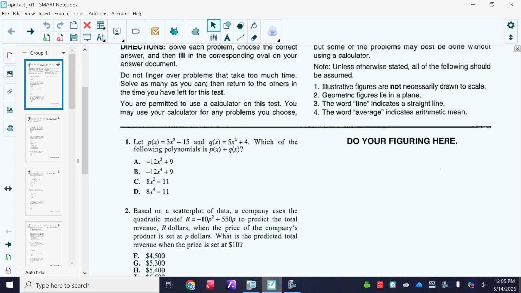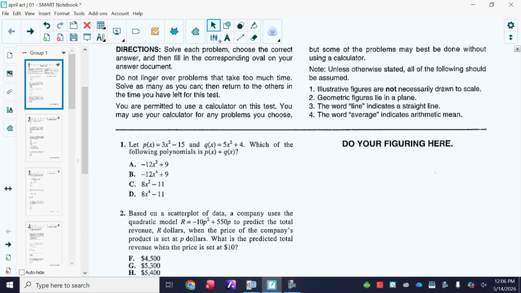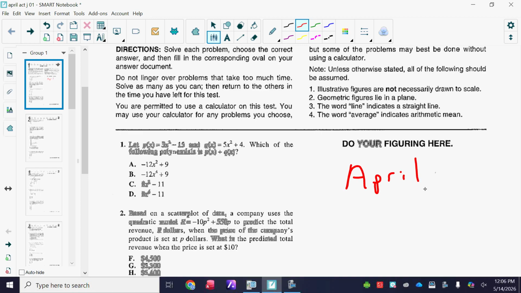All right, here we are today. We're going to do the June ACT. So this is June, June. Preparation for June, it's the April, it is j01. And here we go.